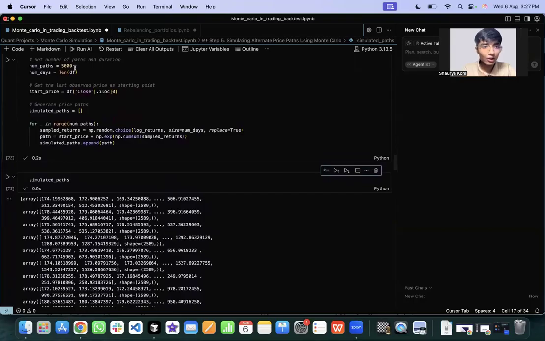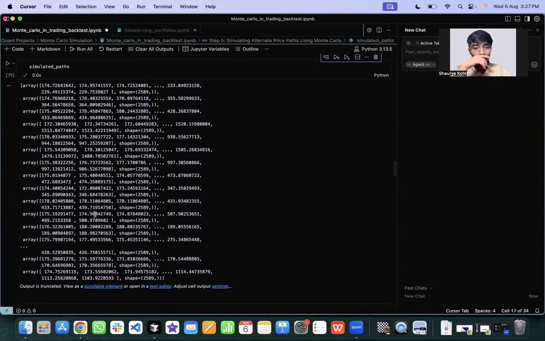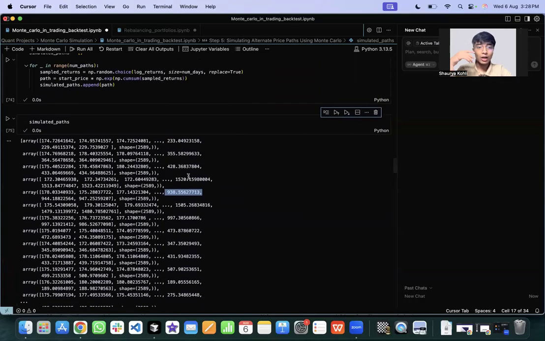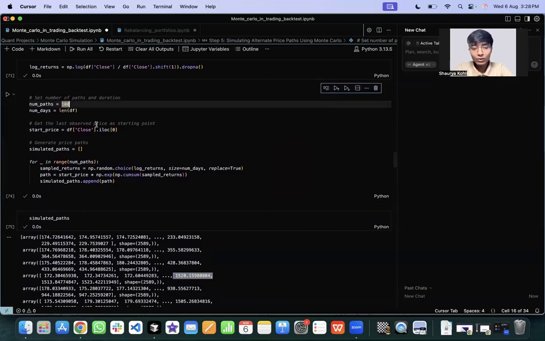If I change this, for example, if I set my number of paths to 100, we would get 100 of these. So you can see the array of prices: $174.72, which is for the SPY, and it tells one went to 174, one went to 233, one went to 938, like that. One went to $1,520 and 15 cents, like that. So right now, I would love to do this with 5,000. When we do this, 5,000 as the number of paths, it will give us a denser graph or a denser figure.